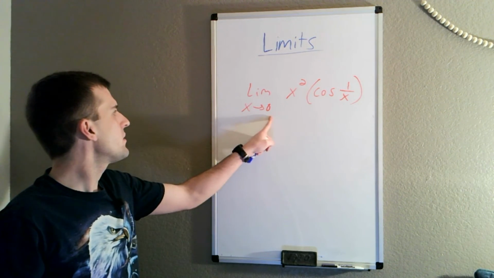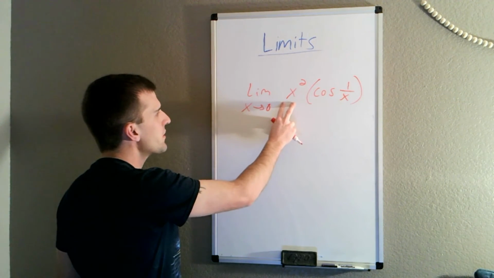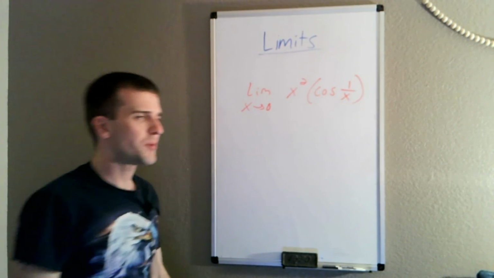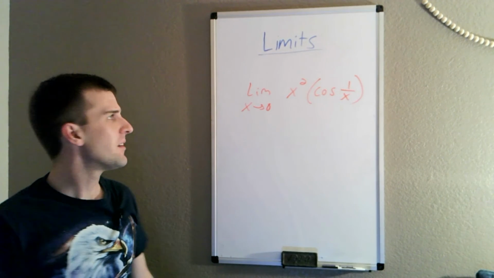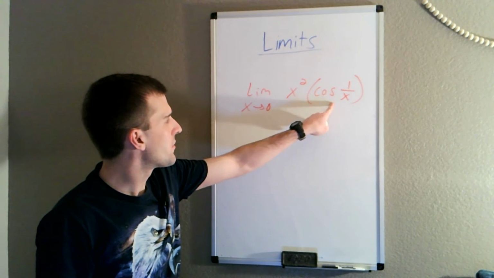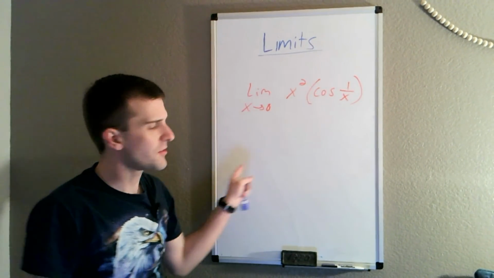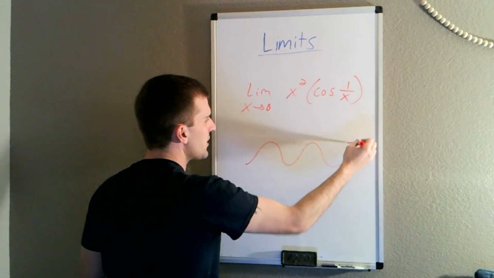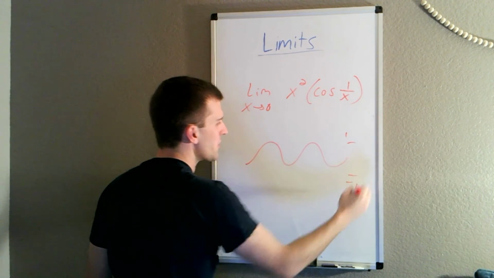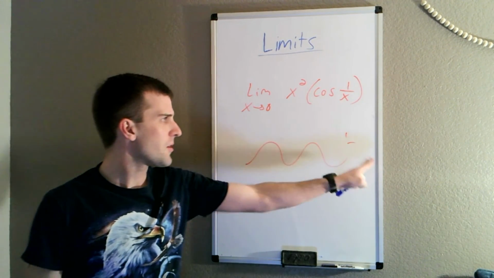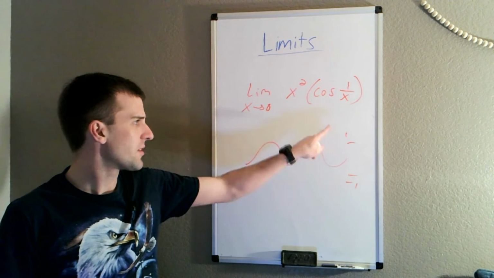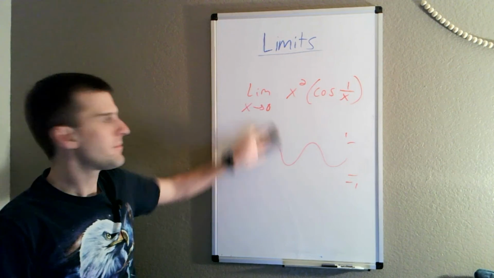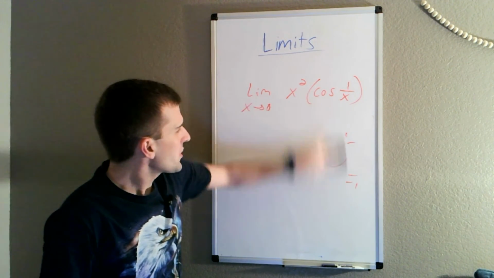So if we plug it in, we'd get 0 squared times cosine of 1 over 0. So it would either approach infinity or negative infinity. And if you remember with cosine, if you bring it out to infinity, it's undefined, because cosine constantly oscillates between 1 and negative 1. So no matter how far out you go, it's never going to approach a value. It's always going to oscillate. So you really can't do this limit just by plugging it in. So what can we do with this?